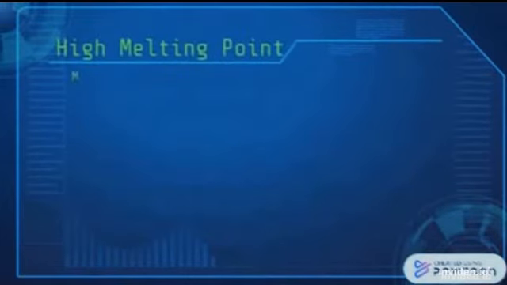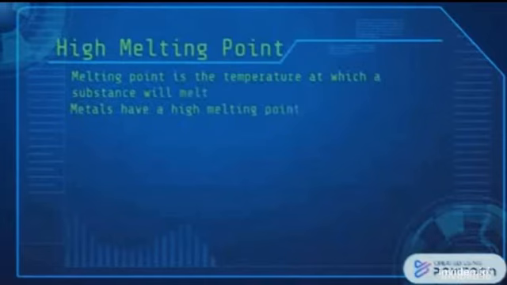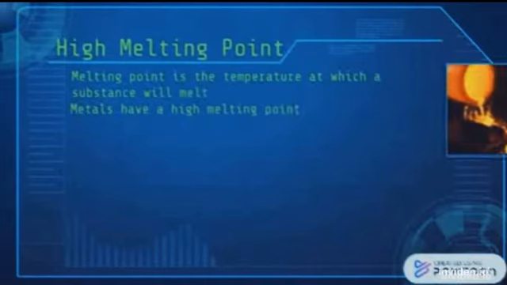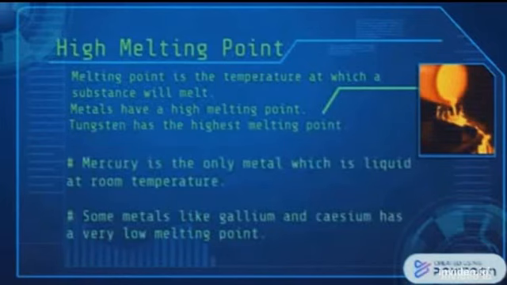Next, we have high melting point. Melting point is the temperature at which a substance will melt. Now metals have high melting point and tungsten is the metal with the highest one. Then we have exceptions also. Yes, gallium and cesium are the metals with low melting point.